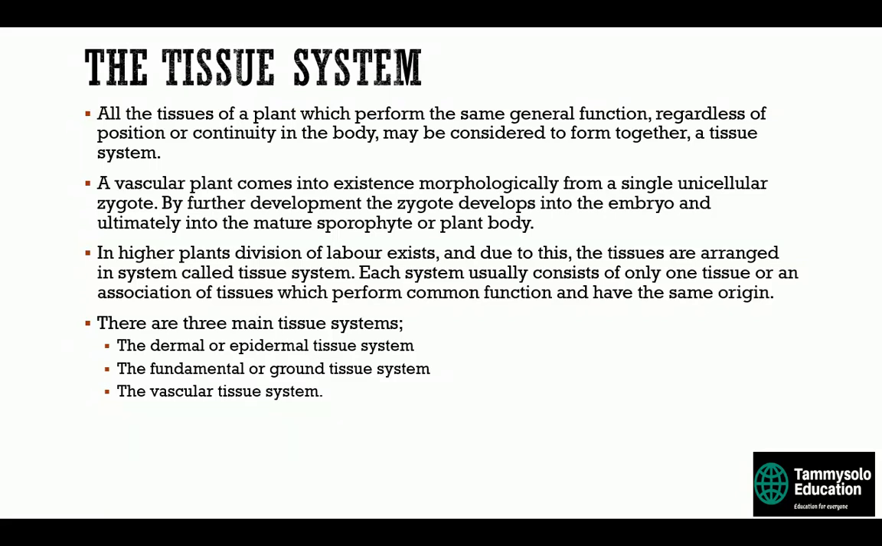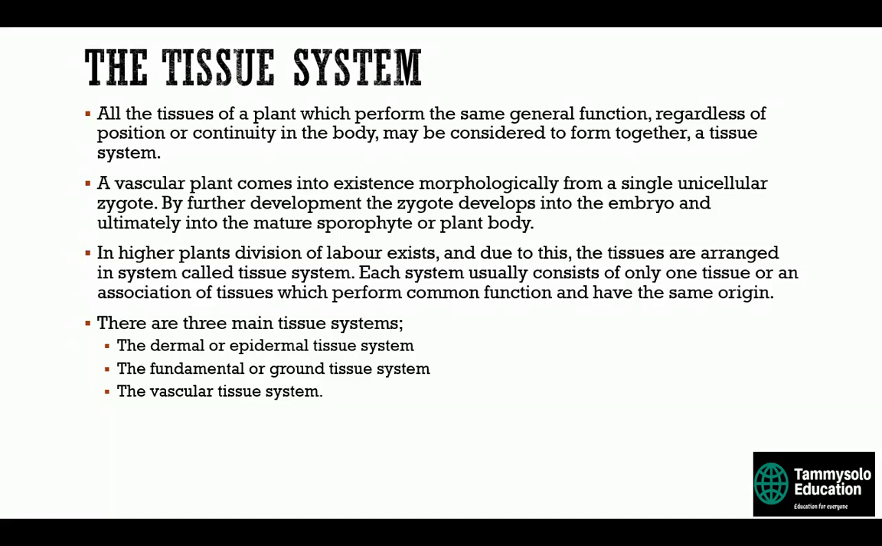A vascular plant comes into existence morphologically from a single unicellular zygote. By further development, the zygote develops into the embryo and ultimately into the mature sporophyte or plant body. In higher plants, division of labor exists, and due to this, the tissues are arranged in a system called tissue system.